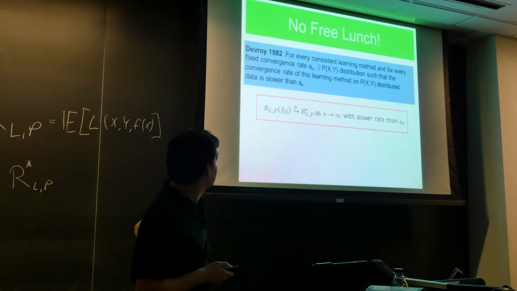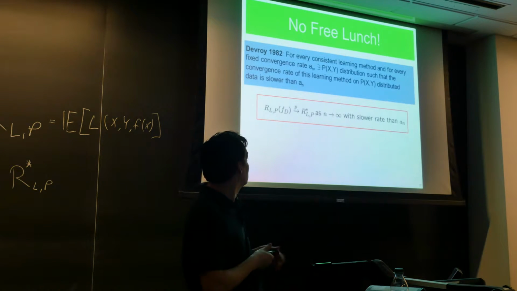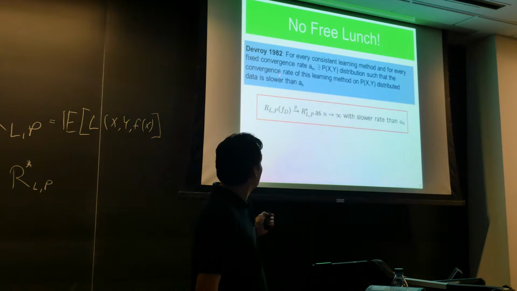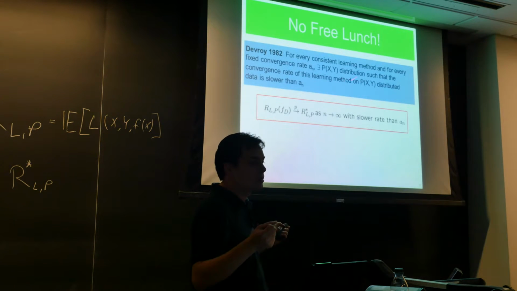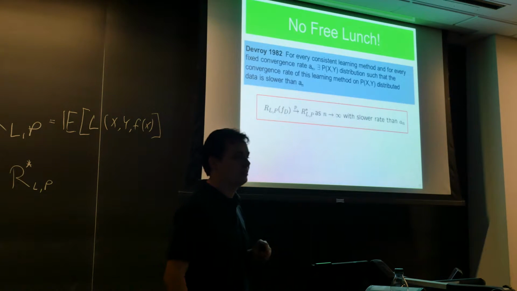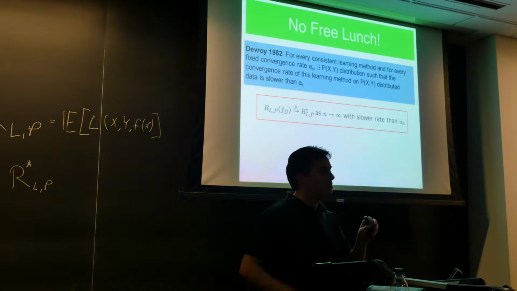So what's worse is Devroye's theorem, which is called the no-free-lunch theorem. He said that if you fix any convergence rate a_n, even an arbitrarily slow one, you can always find a P_XY distribution such that the convergence rate of your learning method for this distribution will be slower than your rate. So what it means is that the learning rate can be arbitrarily slow.